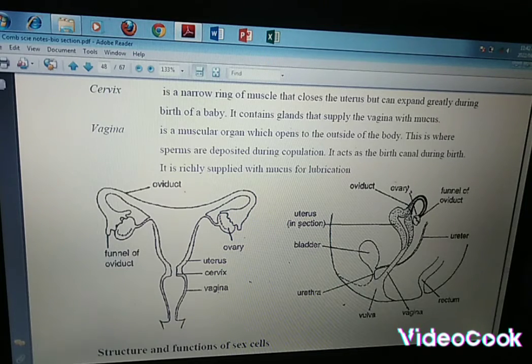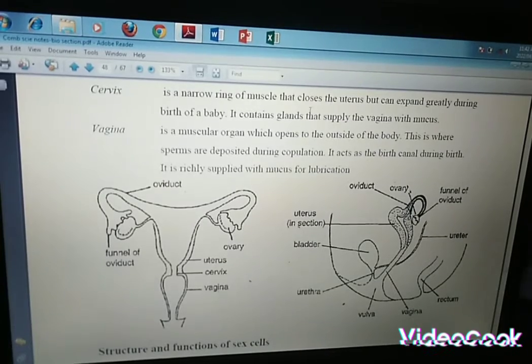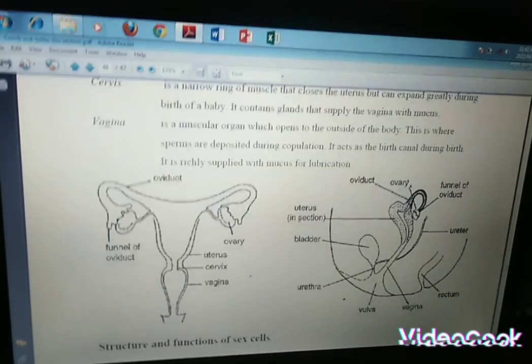So we talked of the cervix there. This is just a narrow ring of muscle that closes the uterus, but can expand greatly during birth of a baby, right? It contains glands that supply the vagina with mucus. It has a lot of glands that supply the vagina with mucus. Remember, the vagina is self-cleaning, right?